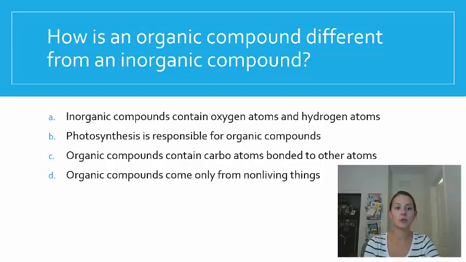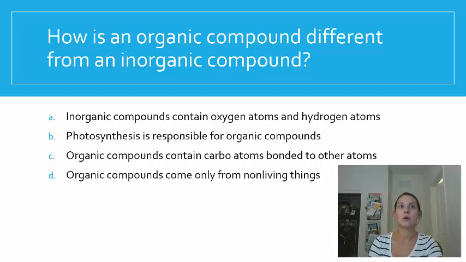Another follow-up, it says, how is an organic compound different from an inorganic compound? Inorganic compounds contain oxygen atoms and hydrogen atoms. Well, that's possible. Photosynthesis is responsible for organic compounds. Organic compounds contain carbon atoms bonded to other atoms, oh, sorry about my typo. Or organic compounds come from only non-living things. Well, we know that organic comes from living things, so I'm going to eliminate D. We haven't really talked about photosynthesis, so I'm going to eliminate B.